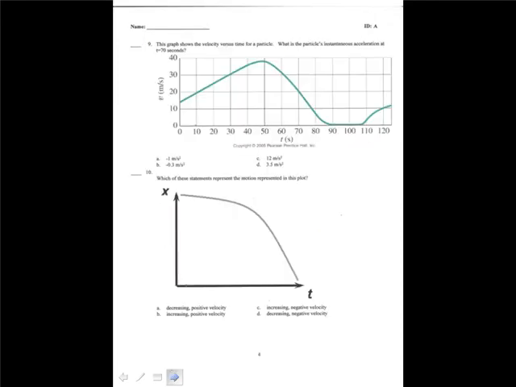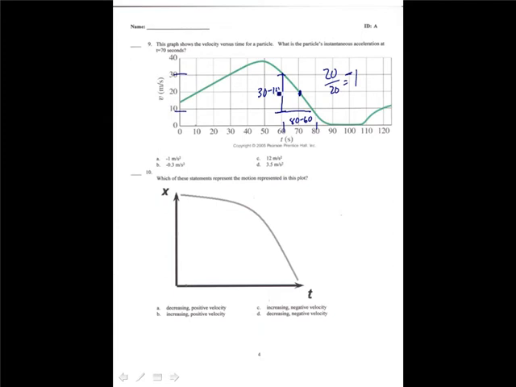This graph shows the velocity versus time for a particle. What is the particle's instantaneous acceleration at t equals 70 seconds? To find the instantaneous acceleration from a v versus t graph, you just find the slope. So we'll find the slope, which is rise over run. The rise here is 30 minus 10 from the y-axis, and the run is 80 minus 60. That is 20 over 20, rise over 1, and that gives us 1. But it's actually negative 1 because this slope is negative.